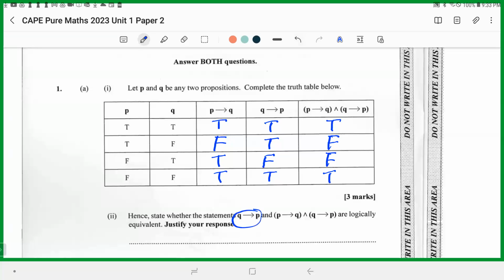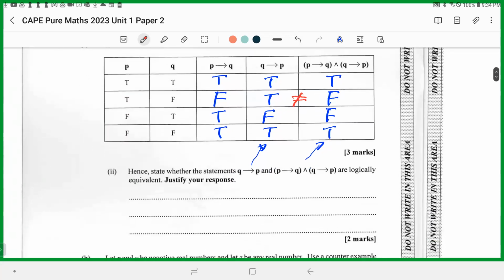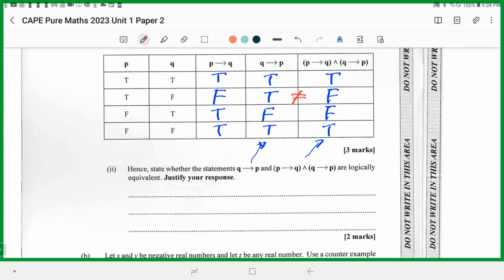So the Q implies P is this one. This one we're talking about. Right? And then this one is the conjunction with the proof statement, which is this. And if I were to mark the values that are not the same, these two values are not equal. Everything is good except those two. And because we have that, it means that they are not logically equivalent. Reason: the values in the truth table are not equal. They have to be equal right through. Right? Truth values are not equal.